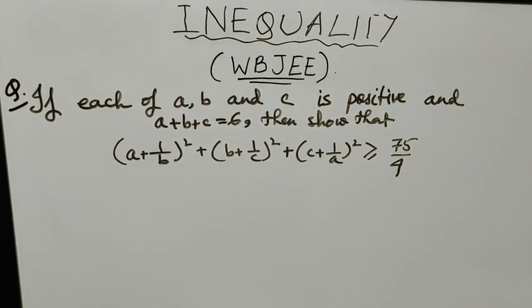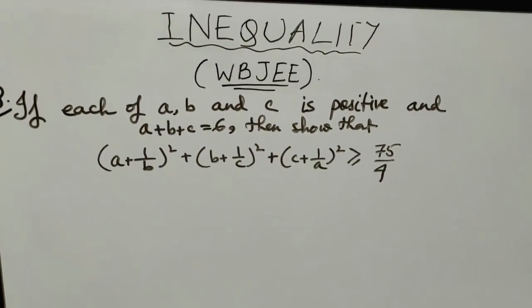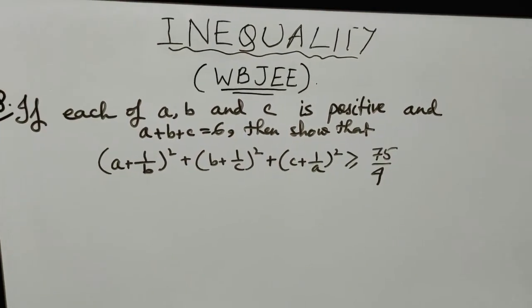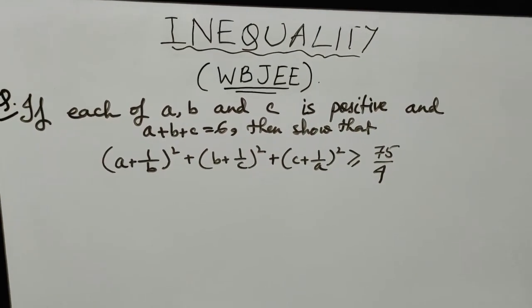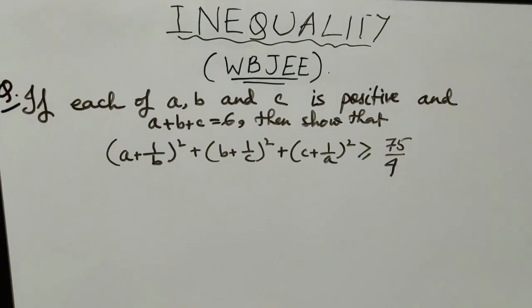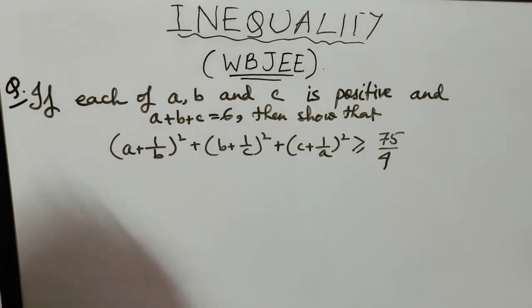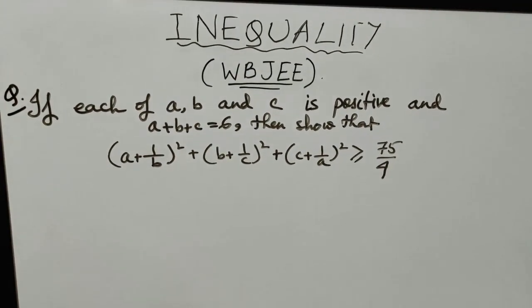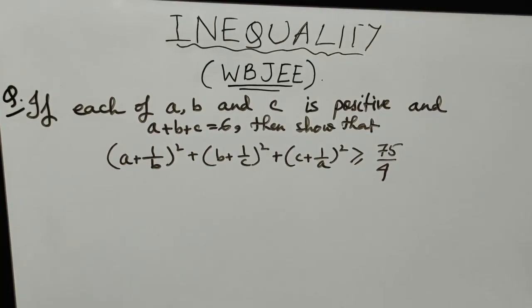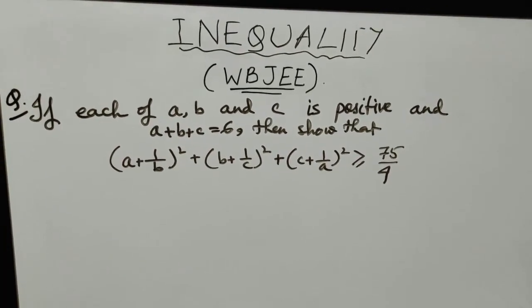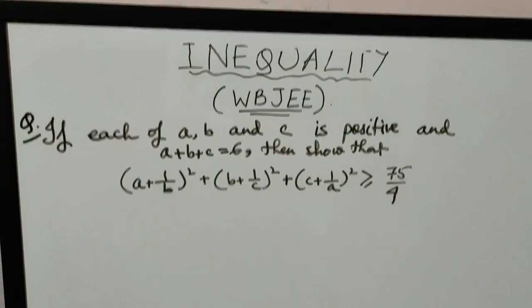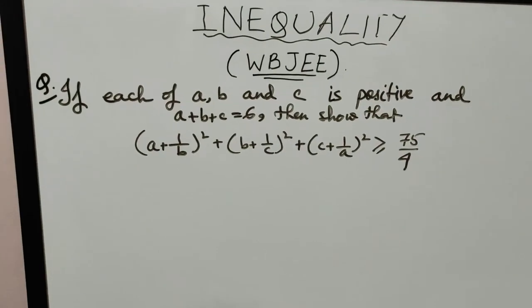So we move on to the final question of today's lecture. If each of a, b and c is positive and a plus b plus c equals 6, then we have to show that this holds. Before moving to the solution of this question, I want to discuss a very simple inequality with you all, which involves two positive terms a and b.